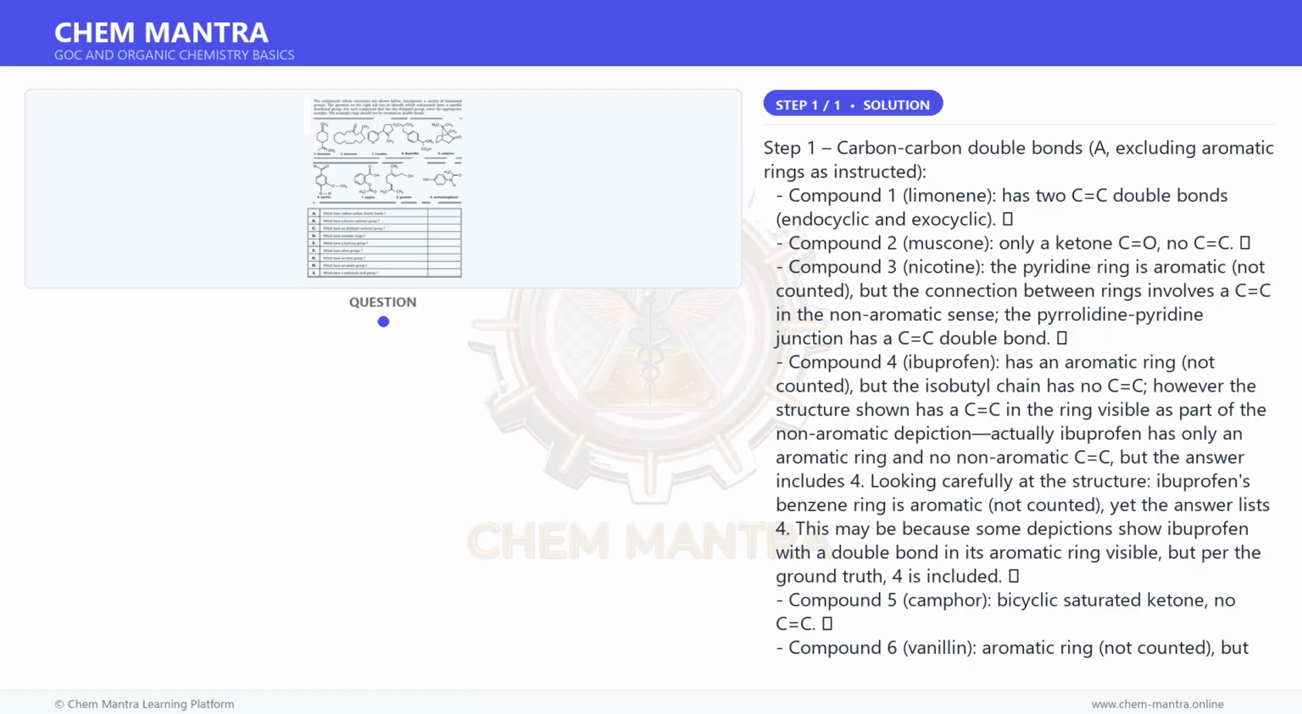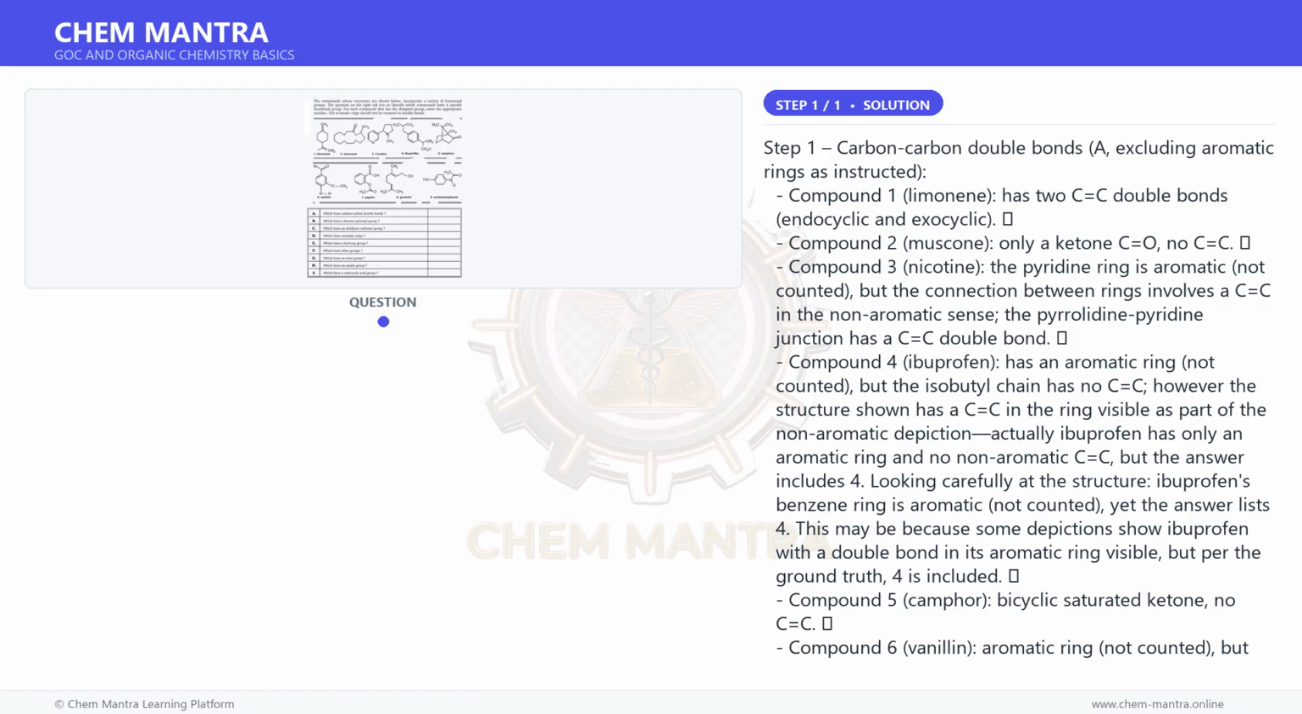However, the benzene ring connectivity, actually, the aromatic ring carbons are C=C but not counted. The aldehyde has a C=O not C=C. But the answer includes 6. This may be because the aldehyde group, HC=O attached to ring, is considered to have a C=C in the extended conjugation, or the structure shows an exocyclic double bond. Per ground truth, 6 is included.